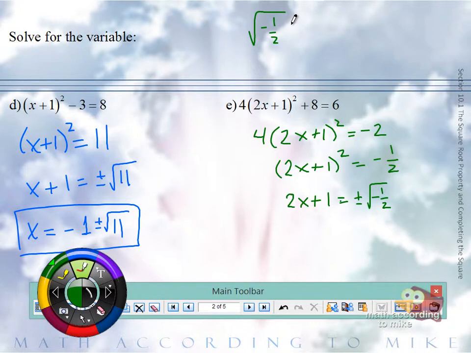Square root of negative 1/2 is the same thing as square root of 1/2 times square root of negative 1. Square root of 1/2 is 1 over the square root of 2, because you can square root each part. Square root of negative 1 is i. But we have to rationalize that. How do we rationalize that?